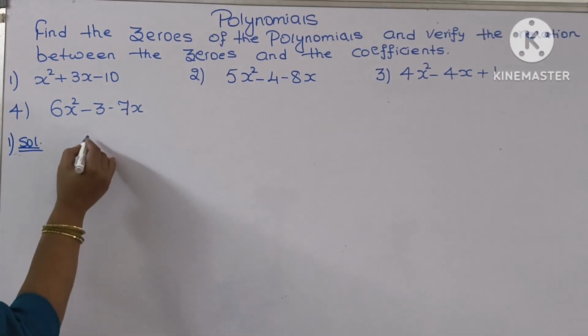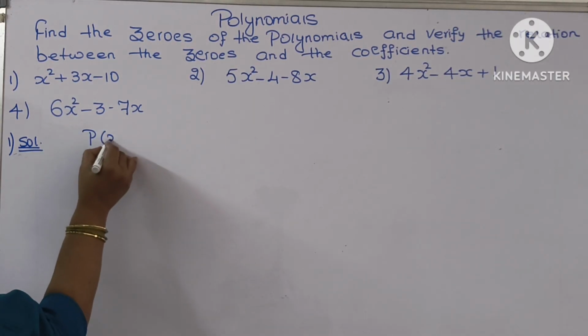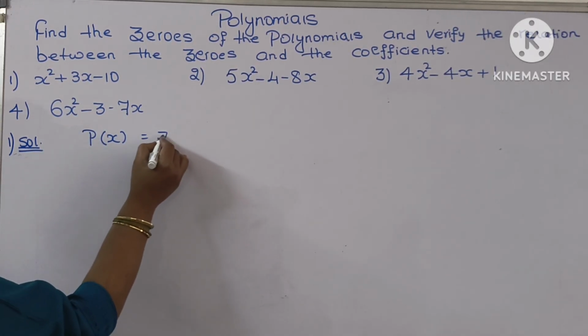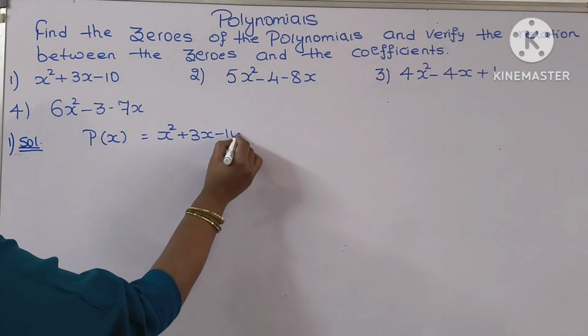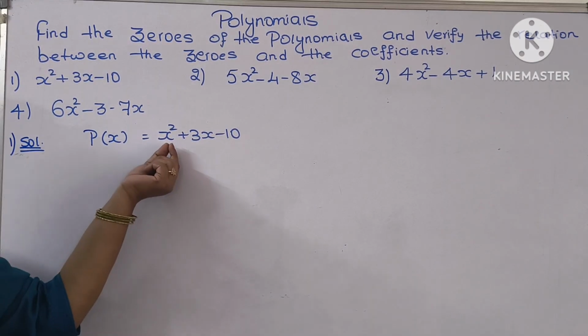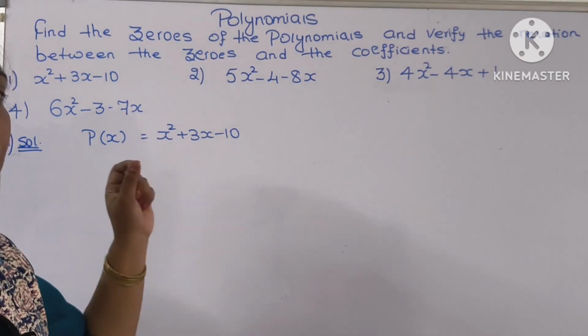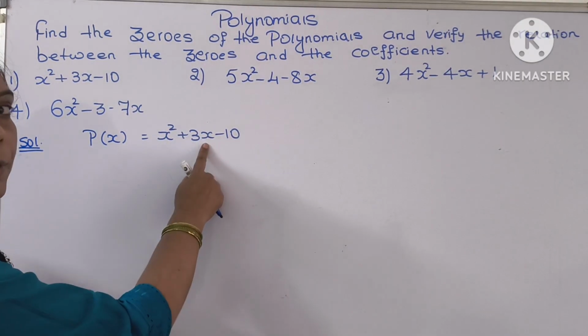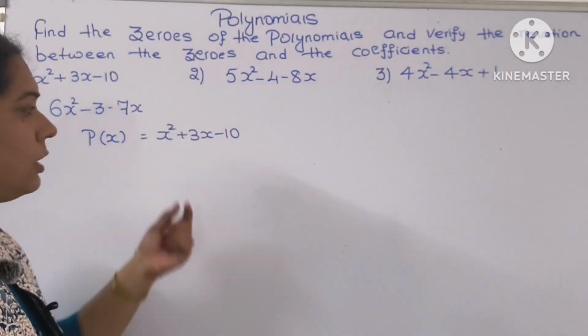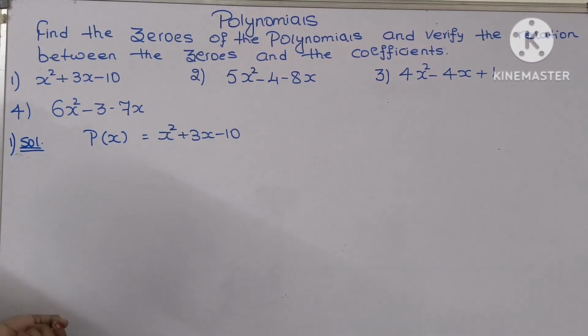As you know, the polynomial can be written as p of x and then write the given expression. The first thing you should check is whether the given polynomial is in the correct order. What is the correct order? First should be the x square term followed by the x term and then the constant. Yes, the given expression is in the correct order.